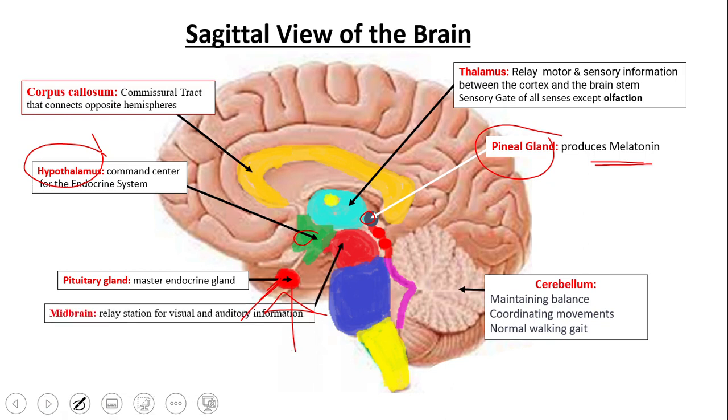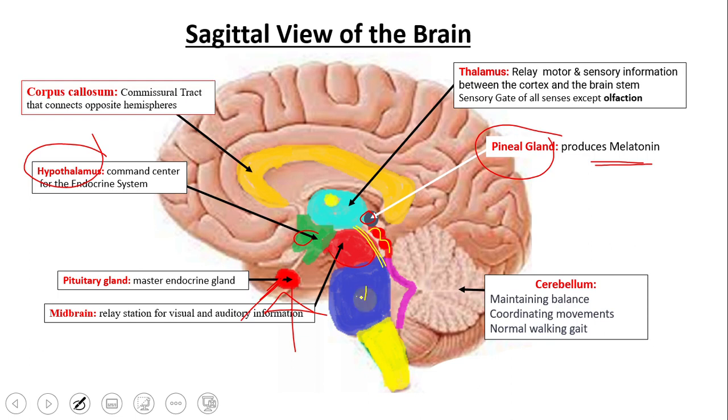And then here is the upper part of the brain stem, which is the midbrain. So the midbrain has this anterior area, and then it has this posterior area, and there is a canal in between that we call cerebral aqueduct. And the midbrain is the part of the brain stem that relays visual and motor and hearing information.